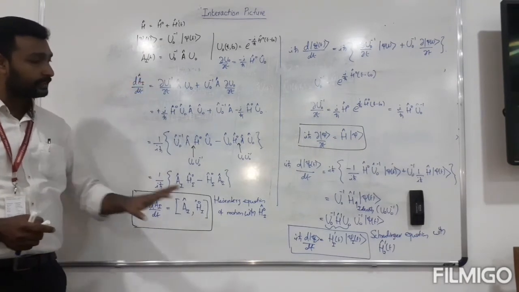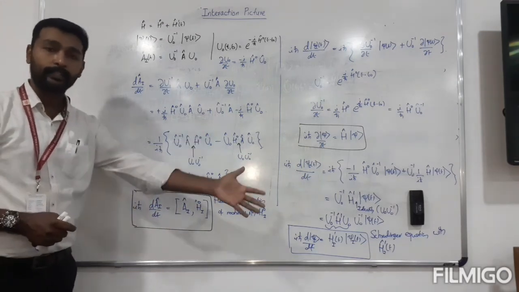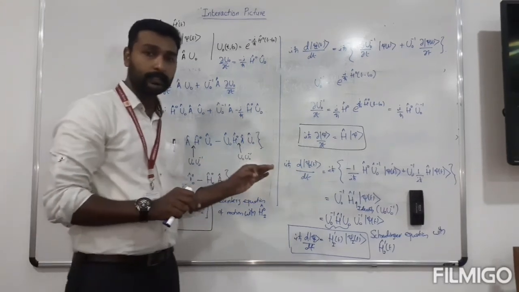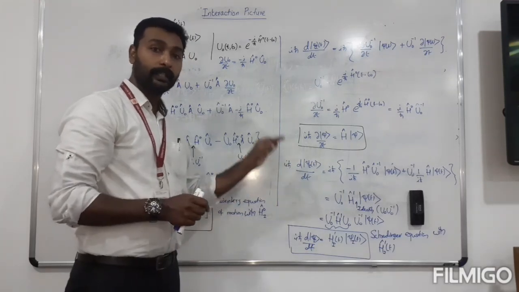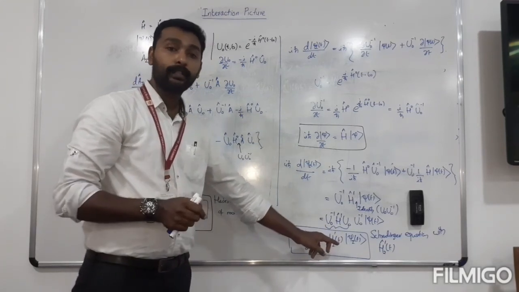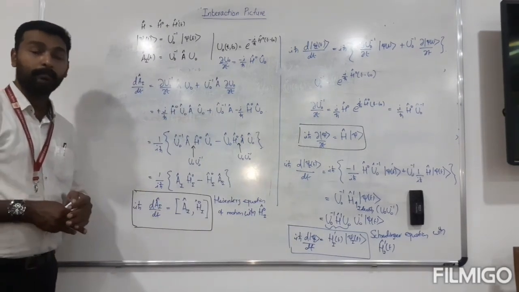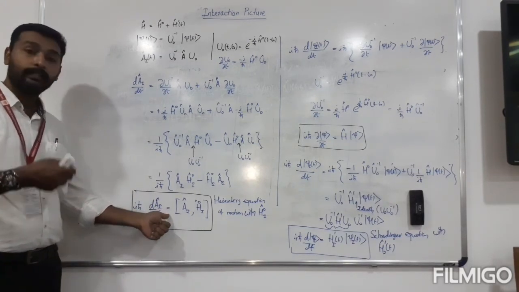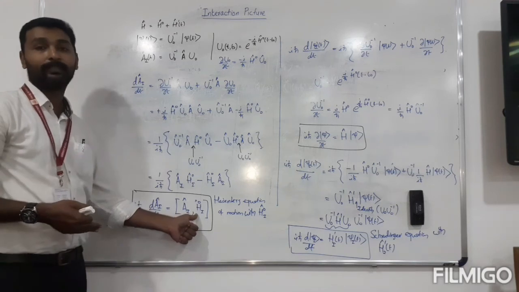So the interaction picture is basically the combination of both Schrodinger and Heisenberg. We get the Schrodinger equation and we get the Heisenberg equation, but there are slight differences. In the Schrodinger picture, the time evolution of the state vector is completely characterized by the total Hamiltonian. But in the interaction picture, it is characterized by the time dependent part of the Hamiltonian. And in the Heisenberg picture, the time evolution of the operator is completely determined by the complete Hamiltonian, whereas in the interaction picture, the time evolution depends upon the time independent part of the Hamiltonian.